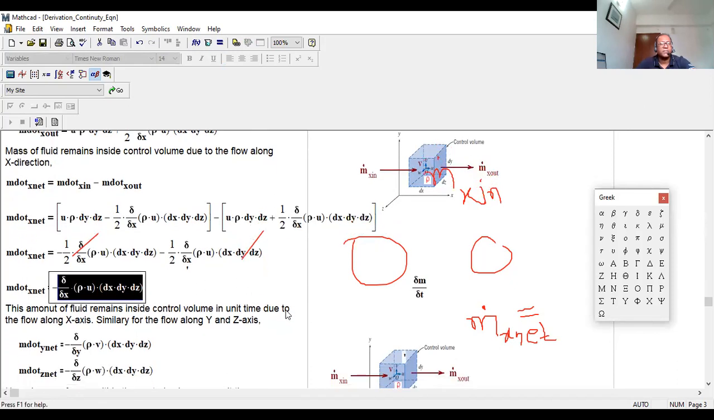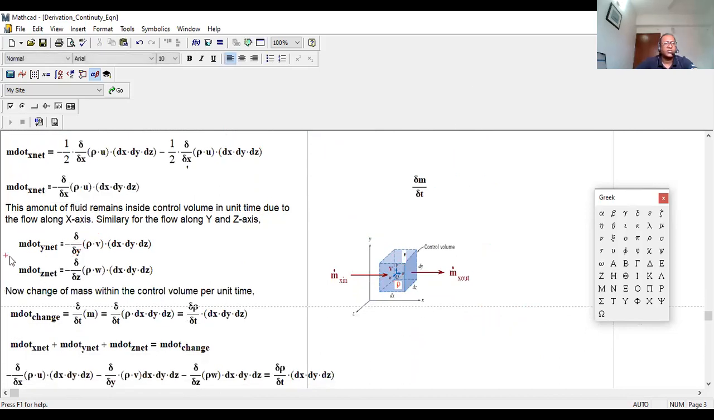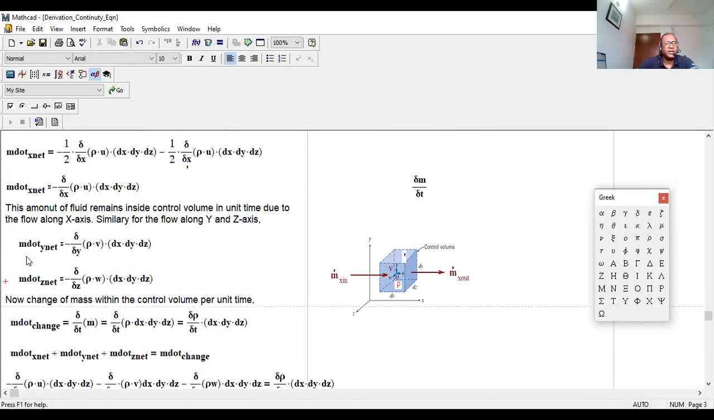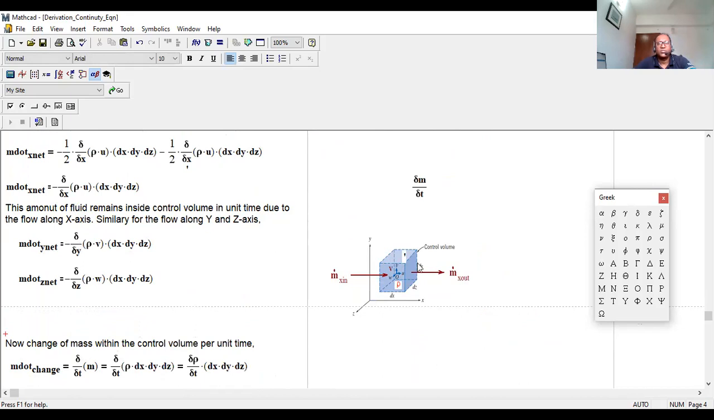Okay. Similarly, along the y axis, you are getting this one. Similarly, for m dot y net, we need to figure out. So m dot y net will be, if you follow the same procedure, instead of u, you're getting v. So this is my m dot net for the velocity component v. Similarly, you can figure out m dot z net, that means along this direction. This will be this term.